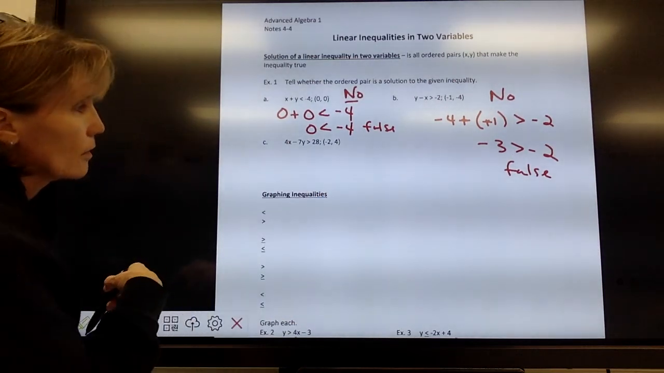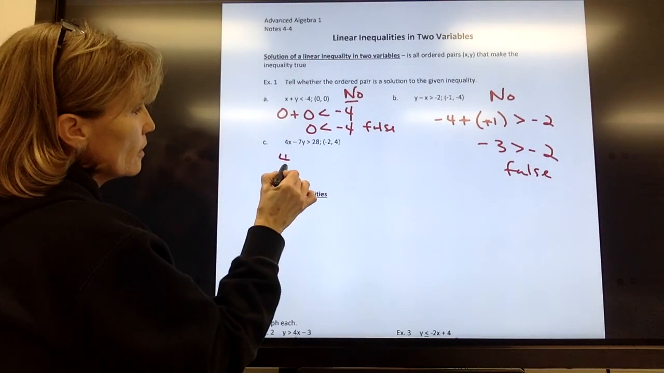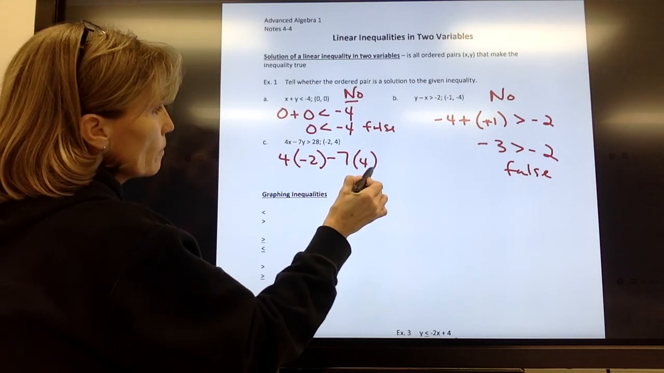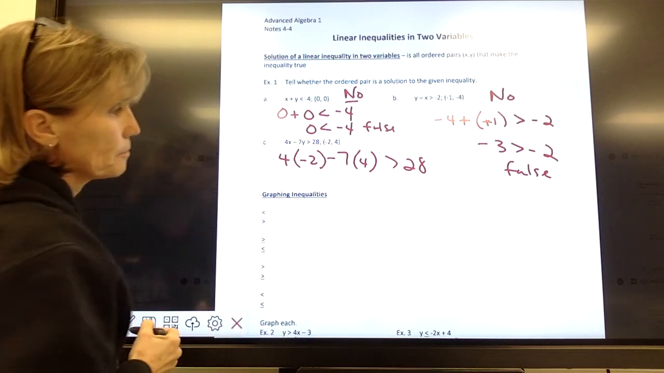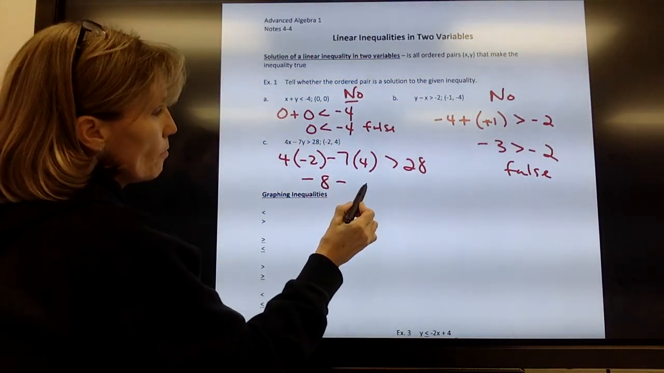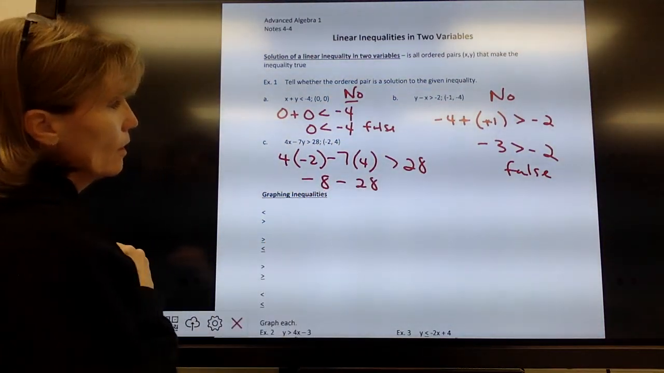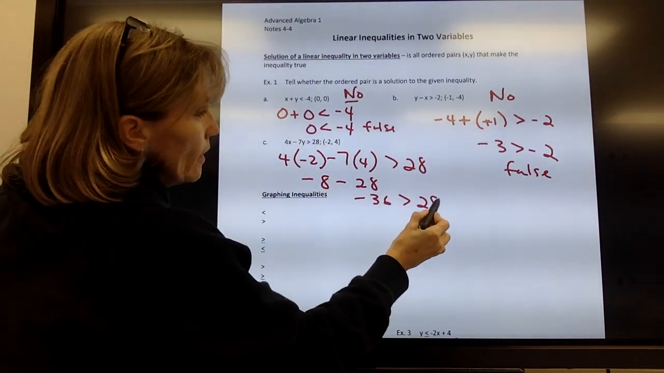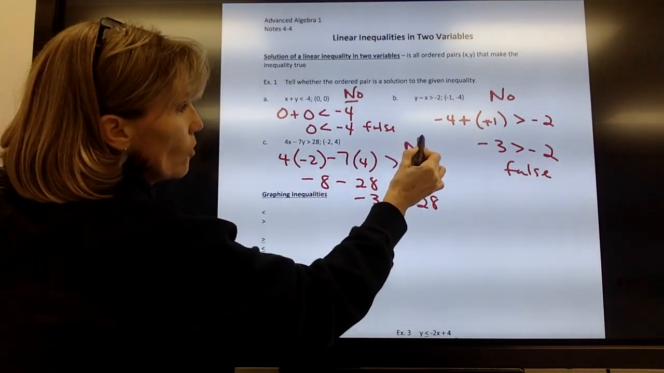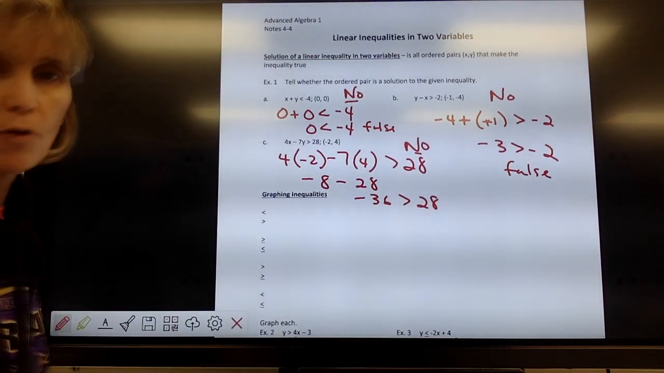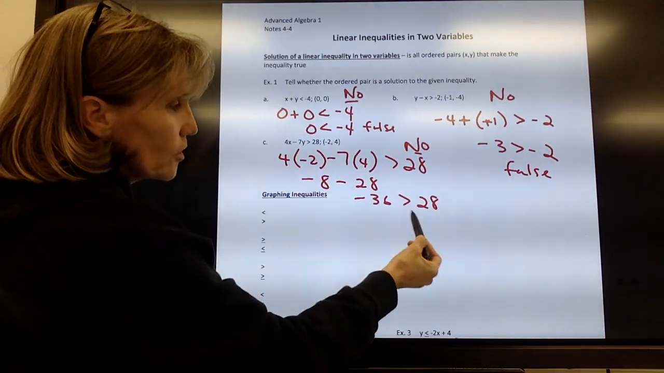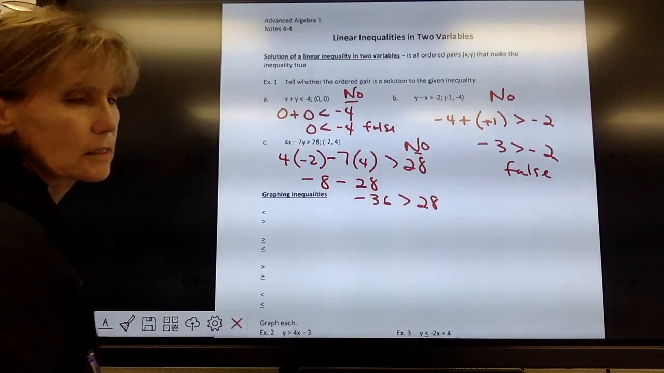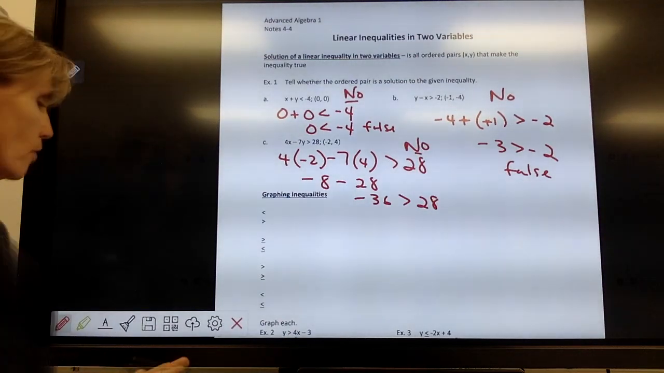And let me try letter C. As I plug these values in, I'd say 4 times negative 2 minus 7 times 4, is that greater than 28? Negative 8 minus 28, that's a negative 36. Is that greater than 28? Again, that's false, so the answer is no. Now, sorry that all of those were no. Hopefully one of those would have been true. But if this comes out to be a true inequality, where you're going to write down true, then it would be yes, that is a solution to that inequality.